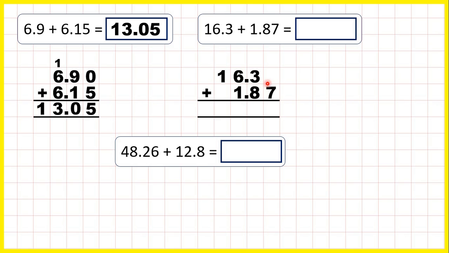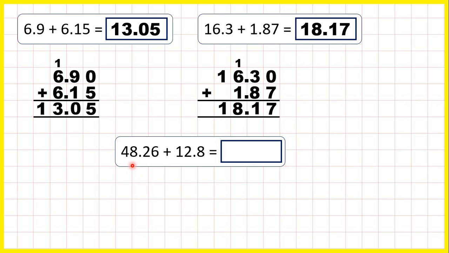Next we have 16.3 plus 1.87, so we write the question out with the decimal points lined up. We can write a 0 in this empty square, and we need to remember to copy the decimal point down into our answer. Now we can add using column addition. So 0 plus 7 is 7, 3 plus 8 is 11, that's 1, 1, 1 plus 6 plus 1 is 8, and 1 plus nothing is 1.